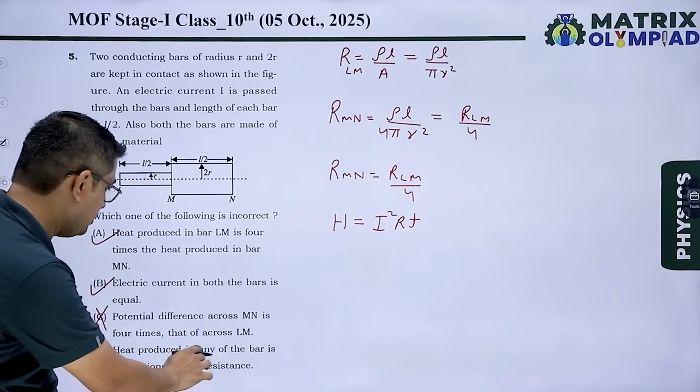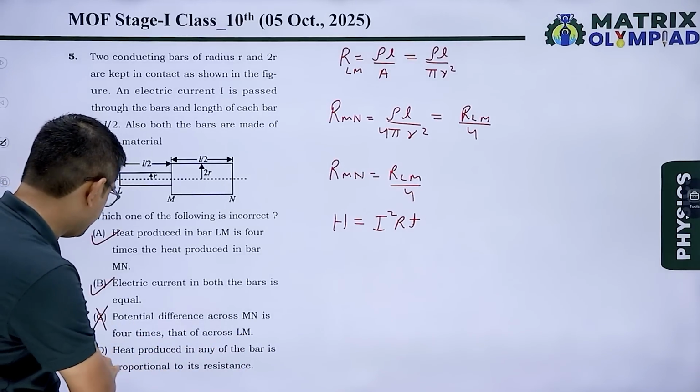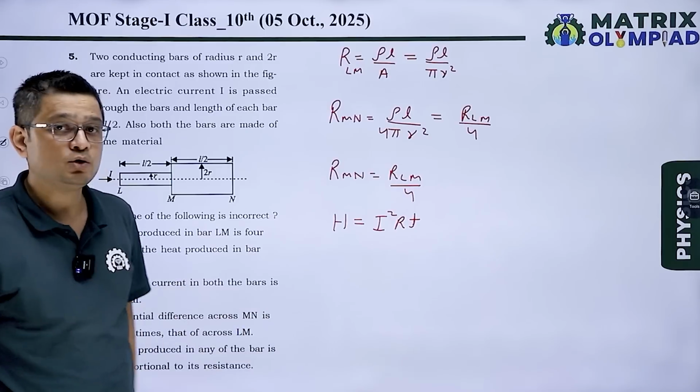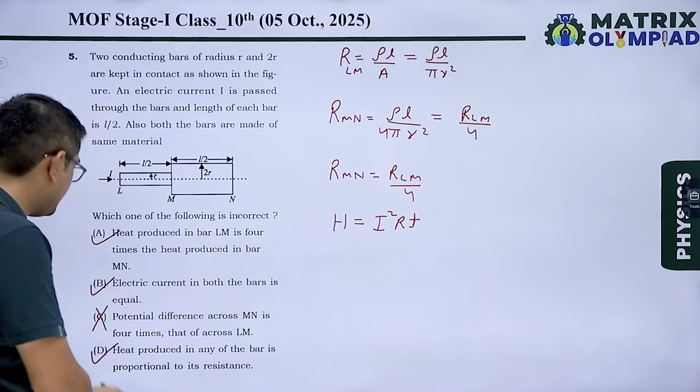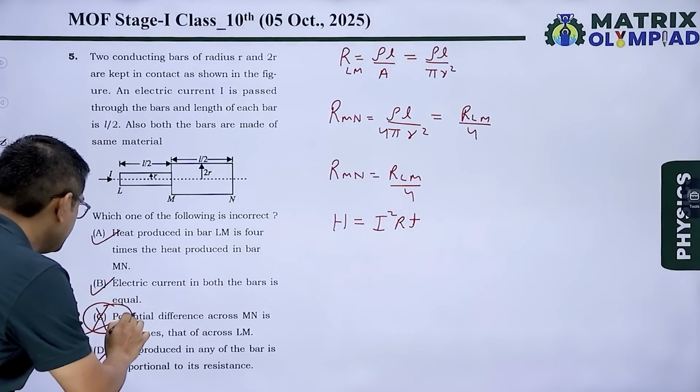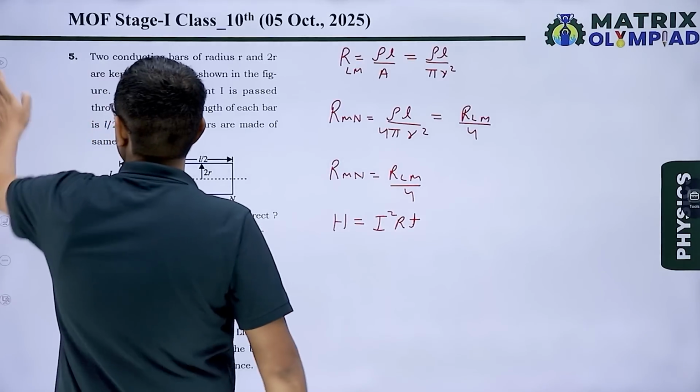Heat produced in any of the bars is proportional to its resistance. This is also true, as we have discussed here. So we have to pick the incorrect one. So our correct answer is option C. Next question.